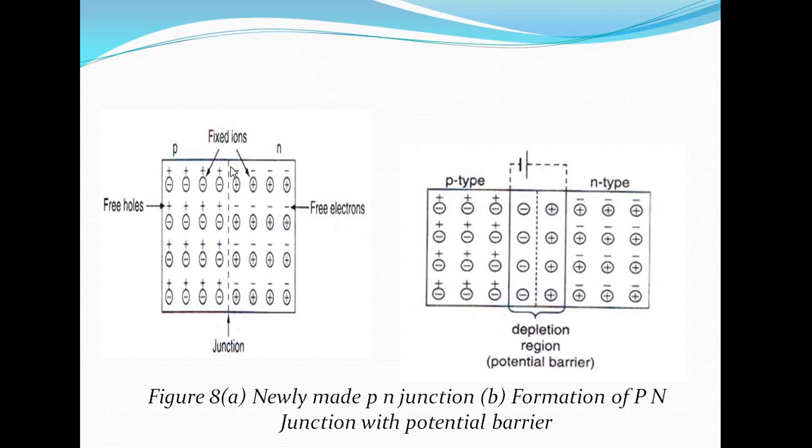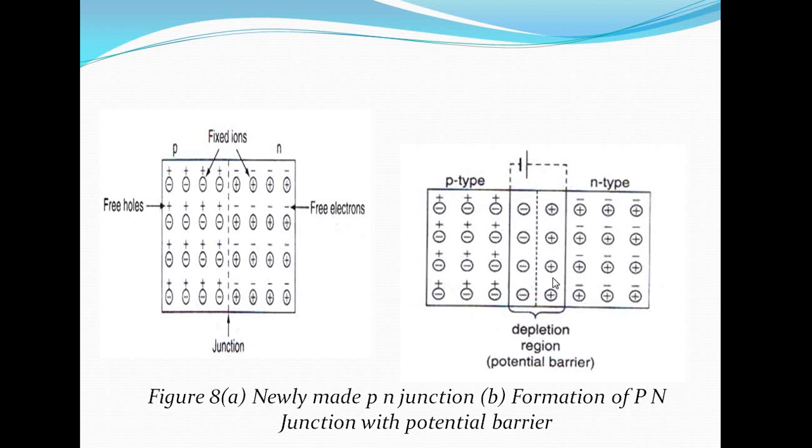Now these two are combined at a point. This plus and this minus are recombined, and here we get one neutral layer. One potential barrier is formed. This potential barrier is called the depletion layer.